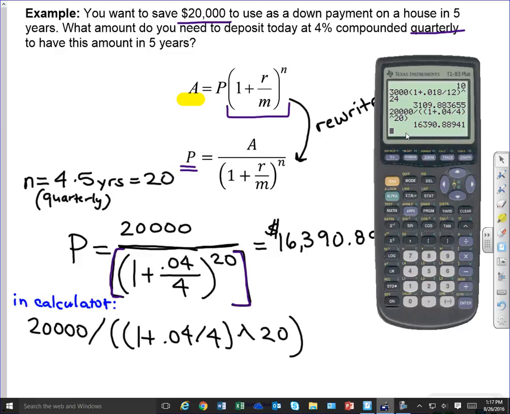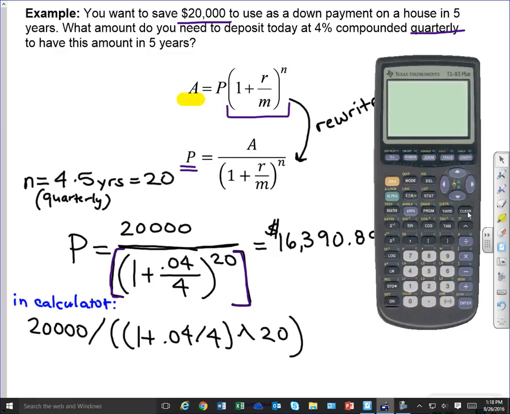Sometimes I see students do this: 20,000 divided by 1 plus 0.04 divided by 4 to the 20th. And they're like, why did I get 20,000 again? Well, what you told the calculator to do was 20,000 divided by 1, which is 20,000, plus 0.04 divided by 4, which is very small, raised to the power of 20, which is basically 0. So you have to be careful. Your calculator doesn't know that when you wrote that division, you meant to divide by everything else you wrote after that. That's not what it sees. You have to tell it that with parentheses.